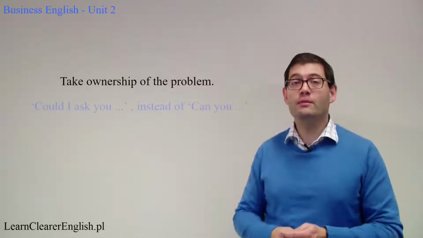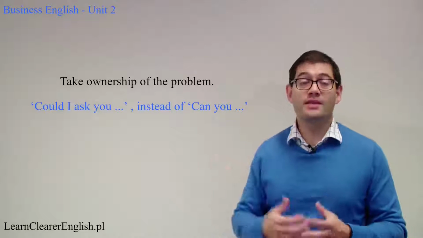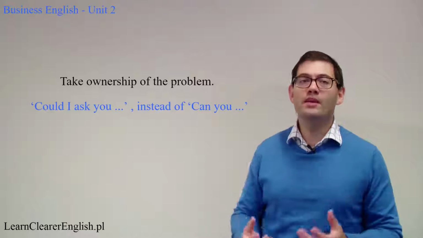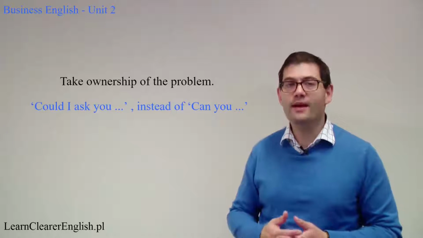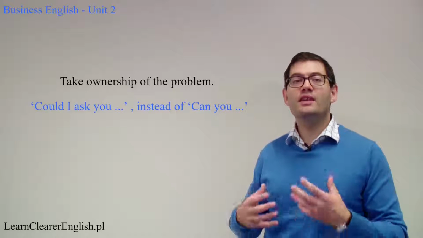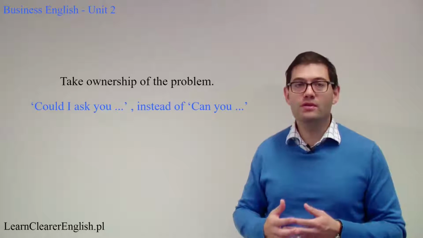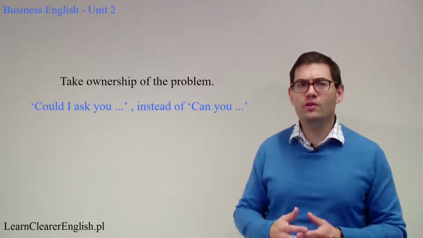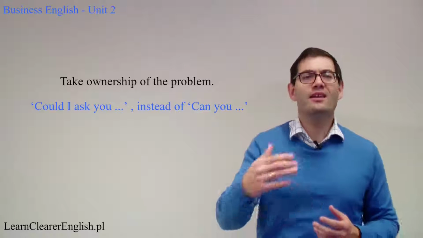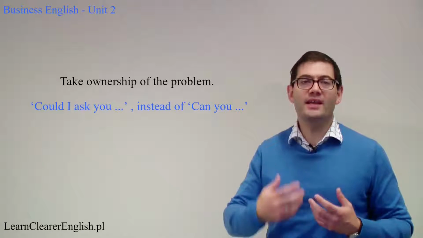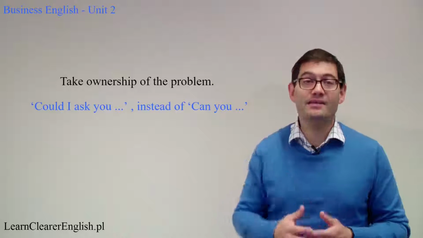Another thing you might have noticed is that in my answers in some cases I take ownership of the problem. For example, could I ask you to, instead of can you? This could I ask you to is a more indirect form and therefore more polite. Also, the focus is on you, not the caller, which indicates it's your problem, not the caller's. Look at I'm sorry, could I just confirm the reason for calling, as opposed to can I ask you why you're calling? The focus is on you not knowing something as opposed to the caller not saying something.